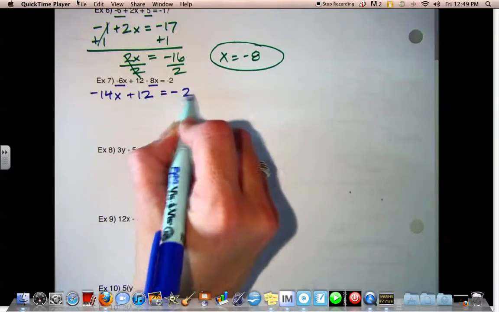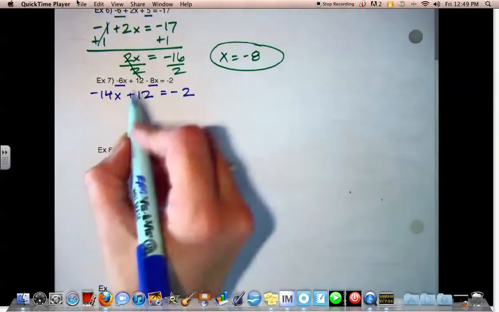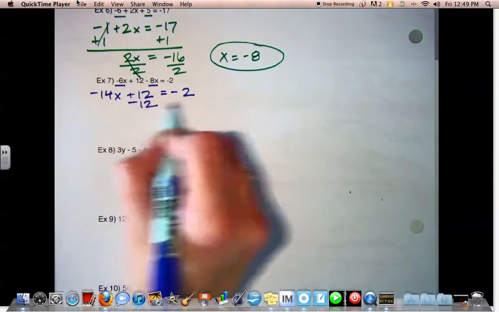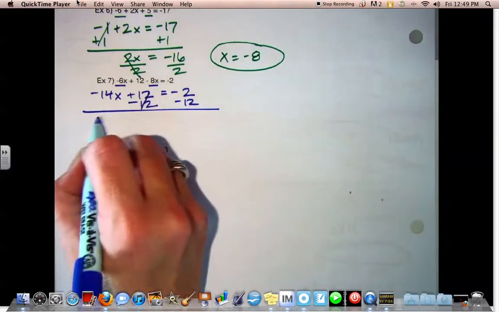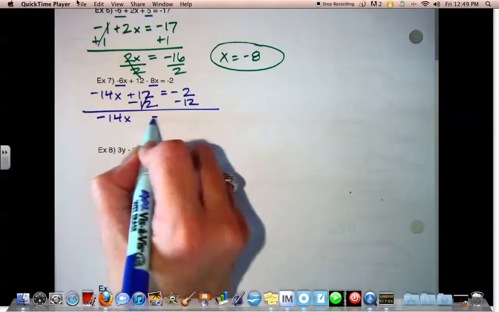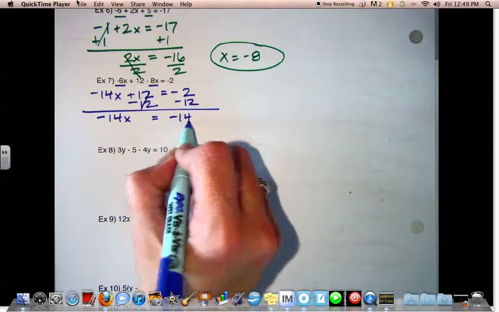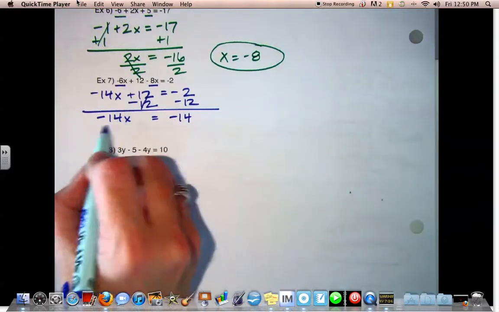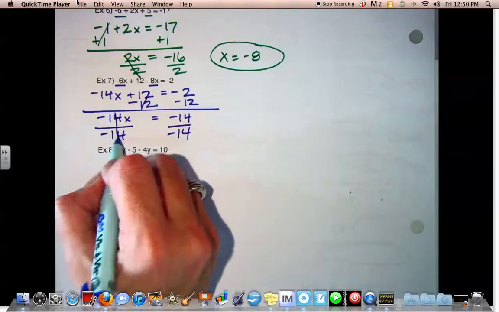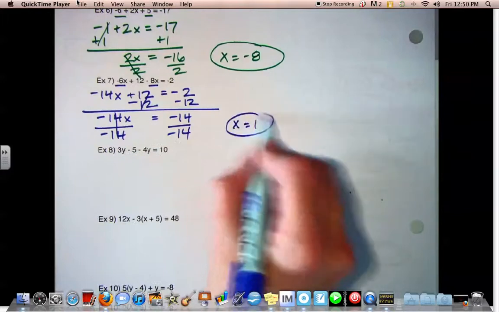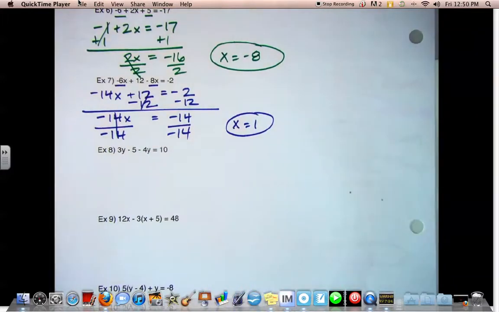Then you subtract 12 from both sides. And then we get negative 14. So we have negative 14x equals negative 14. So divide both sides by negative 14 and we get x equals 1. You guys are masters. We know.